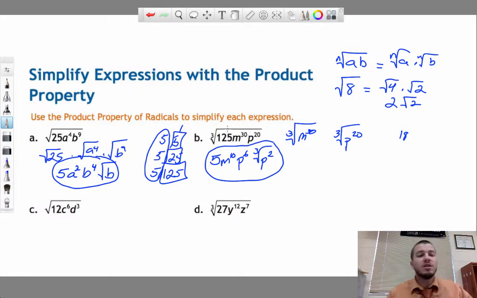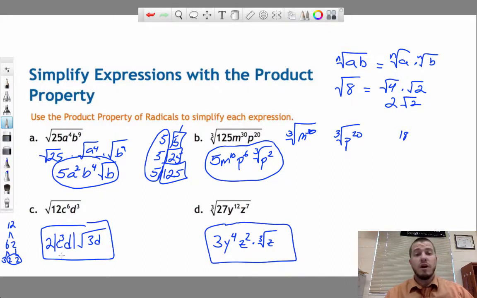Go ahead and try these two for your try problems, and you can pause it and I'll give you the answers. I'll go over it in a second. Pay attention to, remember, the absolute value rule. If it's an even root and you pull it out and your result is odd, you need that absolute value.